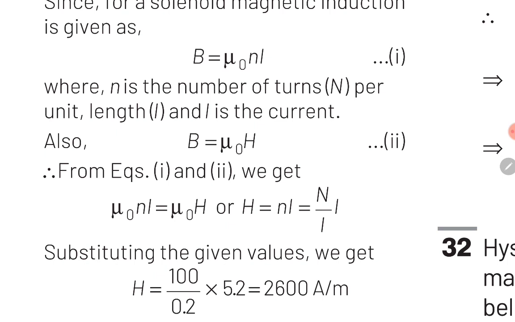Guys, here n is the number of turns per unit length. So we need to take the number of turns as 100 turns divided by the length, which is 0.2 meters. Also guys, the current has been given as 5.2 amperes. By substituting this, we'll obtain the value of H as 2600 ampere per meter, which is our final answer. So with this, we have completed this question. Now let's move ahead to the next slide.